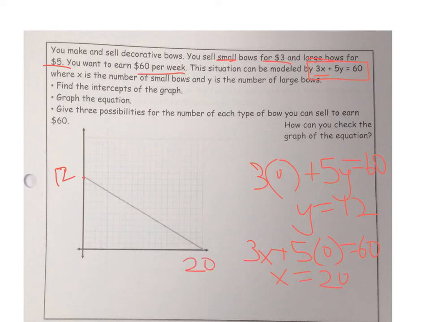So what that means is I can sell 20 bows that are $3 or 12 bows that are $5, and I'll make the $60 I need to make. Now any point on this line also should work. Because you could sell some of the small bows and some of the large bows. So that's what they're talking about in terms of a third possibility. So if you look closely, you can find one there where it crosses closely.